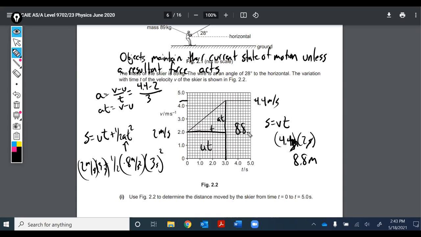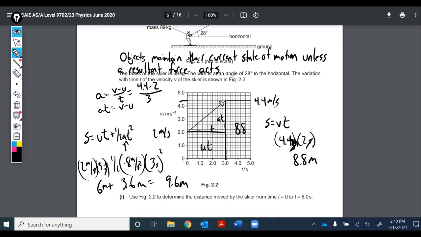And we've already calculated the area, and therefore the displacement, of the non-accelerated part of the travel. 2 times 3 is 6. Half of 0.8 is 0.4. 0.4 times 9, because 3 squared is 9, is 3.6. So 6 meters because of this, 3.6 meters because of this. So a total of 9.6 meters due to accelerating for 3 seconds.